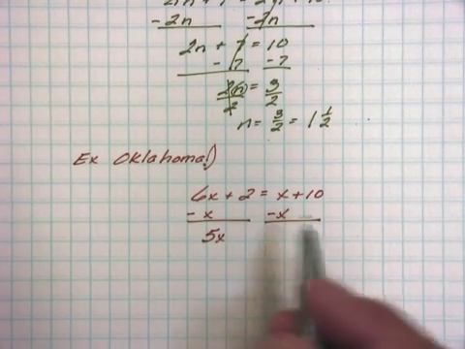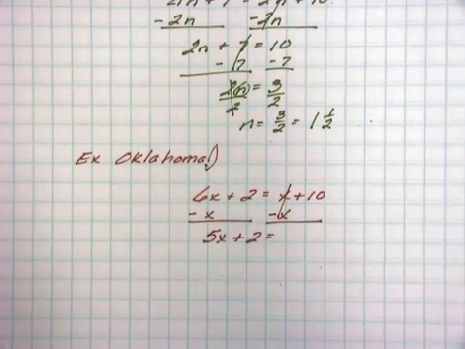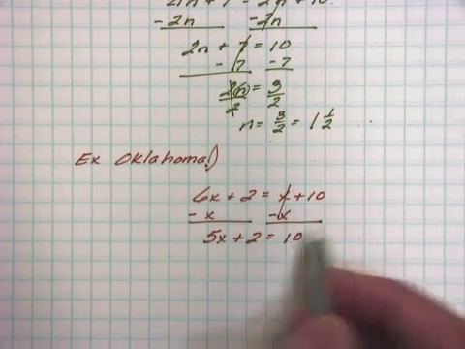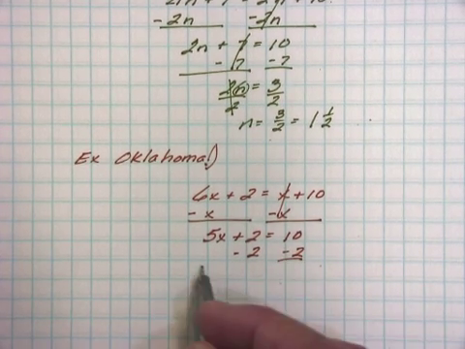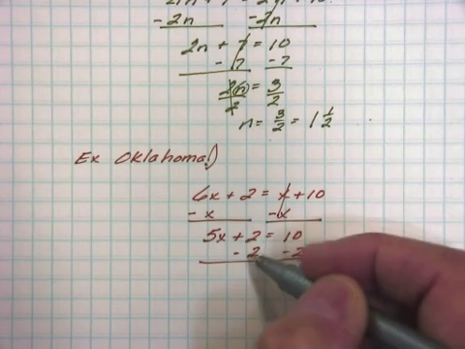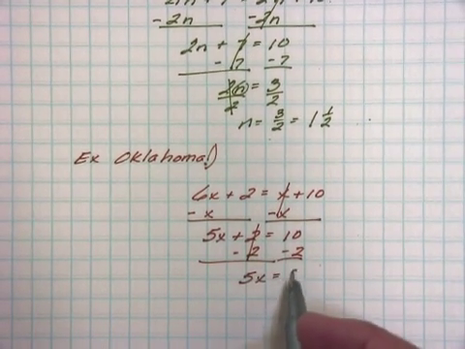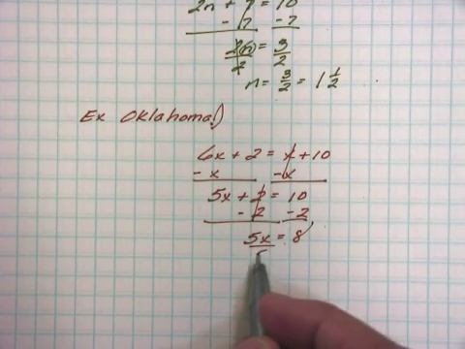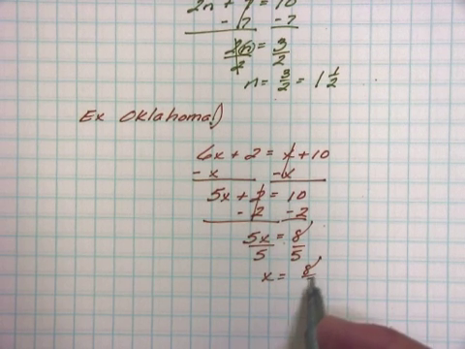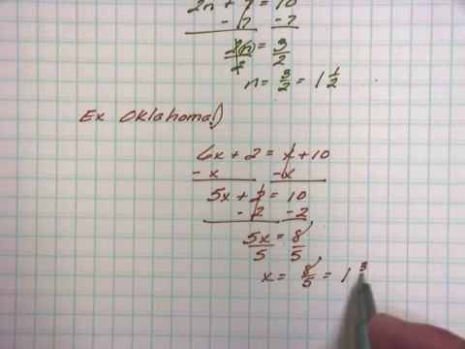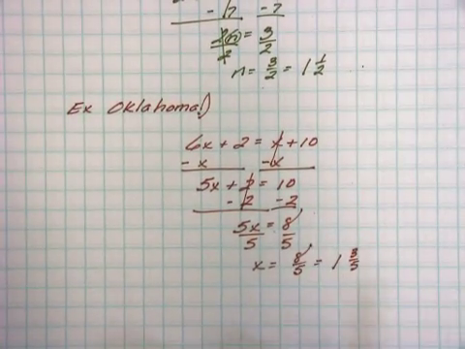And I do that because 6x take away x is 5x. That's a positive number. And I have plus 2 equals, the positive and negative x's cancel, and I bring down the 10. So, subtract 2 from both sides. And I know that was right because the positive 2 and the negative 2 cancel. Bring down the 5x. 10 minus 2 is 8. Divide both sides by 5. And x equals 8/5, or 1 3/5.